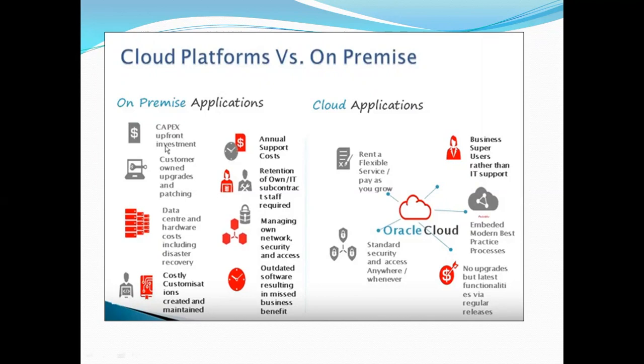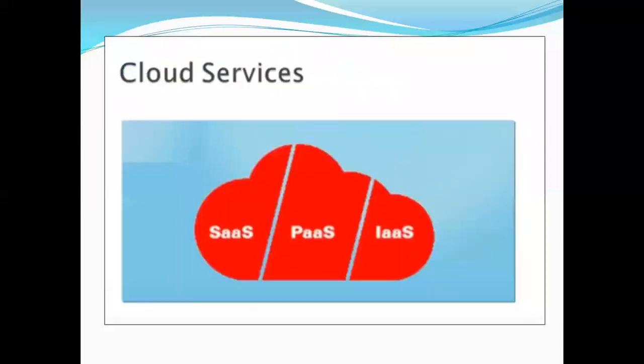Okay. Now, what are the cloud modules? What are the application cloud modules we have? SaaS, PaaS, and IaaS. We have a total of 3 models in the cloud services: SaaS, PaaS, and IaaS.